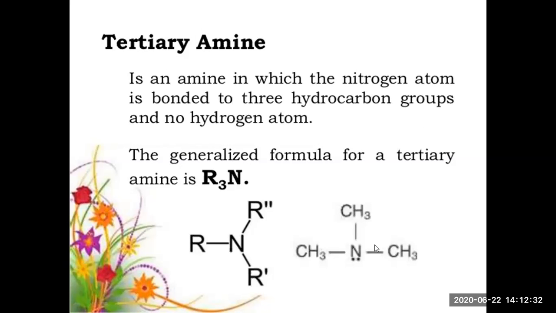The next one is tertiary. A tertiary amine is an amine in which the nitrogen atom is bonded to three hydrocarbon groups and no hydrogen atom. The generalized formula for a tertiary amine is R3N. That's why the three R's are available, combining with the N. So this is the structure form, and here we can see the exact form of the bonding in the amine.